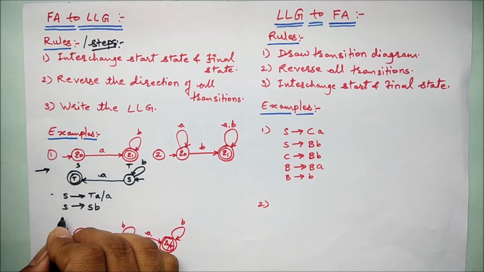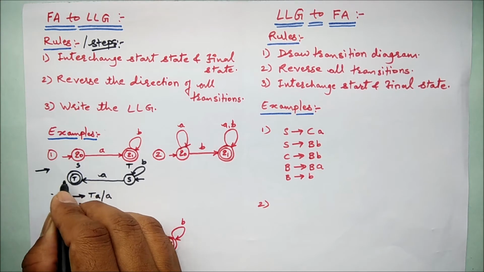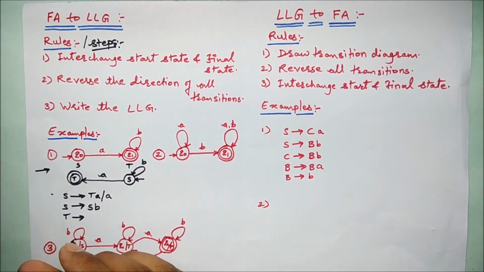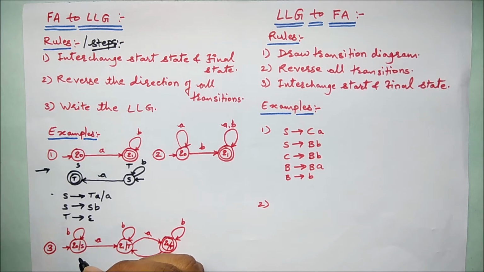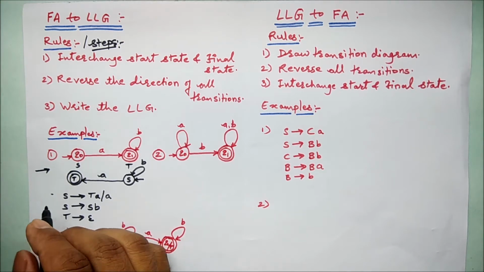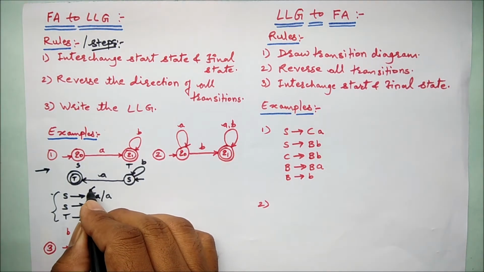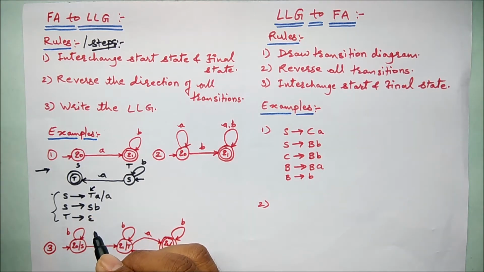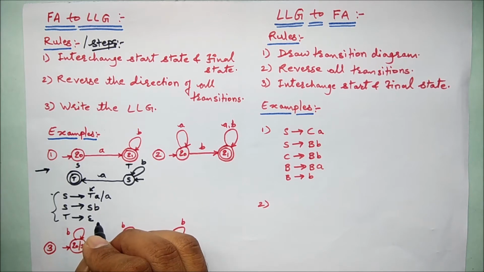Now let's try to write for T. As you can see, T has no transitions. We can write T gives epsilon, as it is the final state. So this is a simple grammar, my dear friends, and you can see all the non-terminals are written on the left side, so it indicates that the given grammar is left linear grammar, that is LLG. So this was a simple solution.